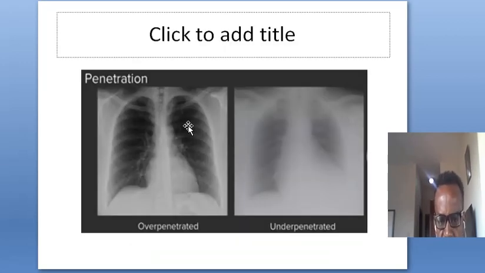So this is still over penetrated because you can see even up to the lumbar vertebra. Usually if it's visible up to the T4 vertebra, that's a good X-ray. So this is a wide X-ray and this is an under or poorly penetrated X-ray and very difficult to interpret.